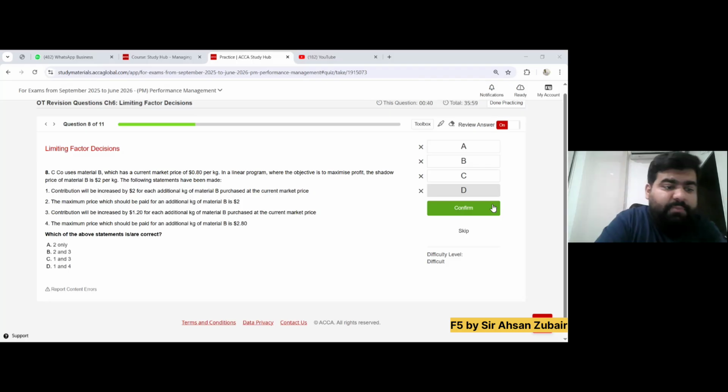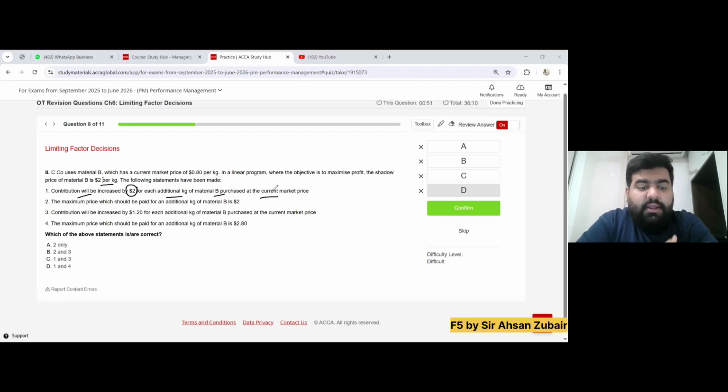So the first statement will be correct, obviously, that contribution will be increased by 2 because it's the shadow price for each additional kg of material B purchased at the current market price. It means if you are increasing material B by 1 kg, your contribution will increase by 2. This is the definition of shadow price. This is correct.